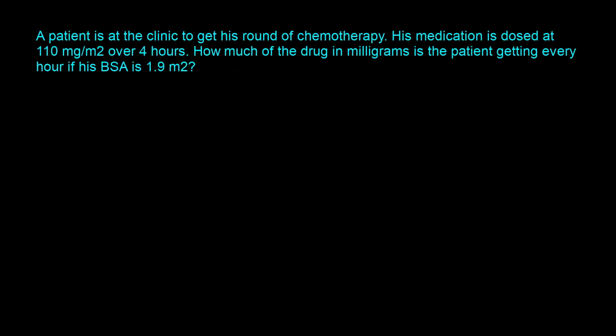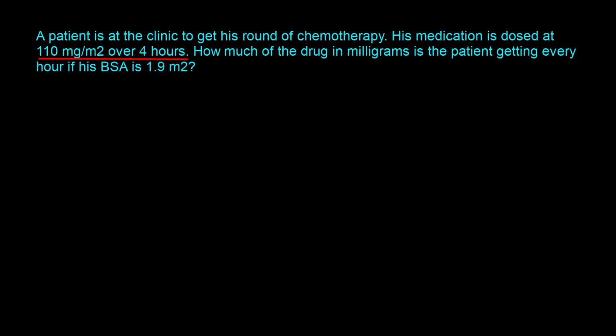Let's take a look at another example which says a patient is at the clinic to get his round of chemotherapy. His medication is dosed at 110 milligrams per meter squared over 4 hours. How much of the drug in milligrams is the patient getting every hour if his BSA is 1.9 meters squared? So let's analyze the question. We have a dose of 110 milligrams per meter squared over 4 hours. So that is given over 4 hours.